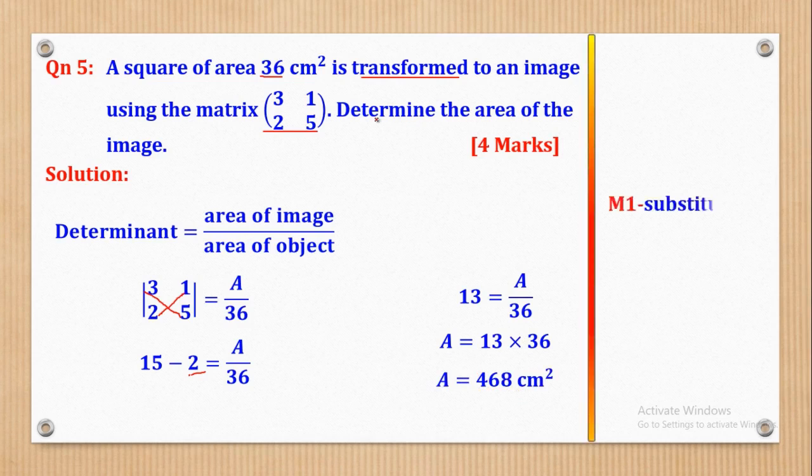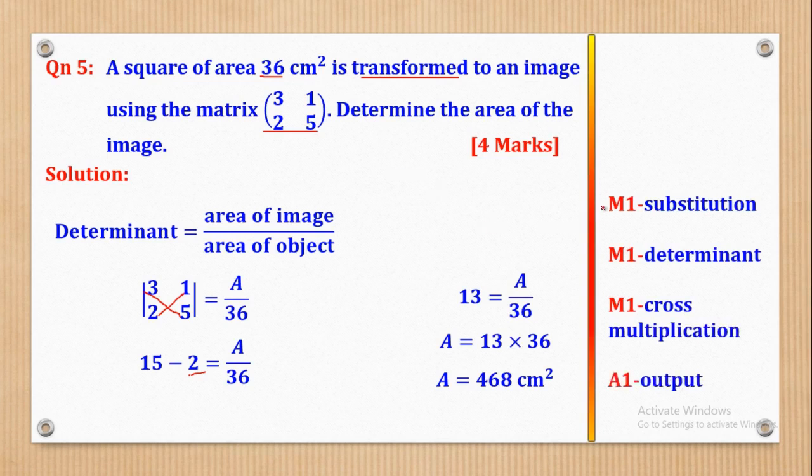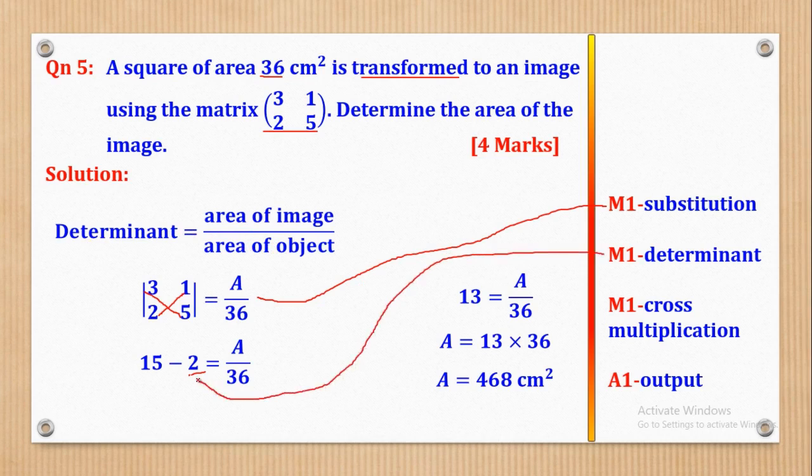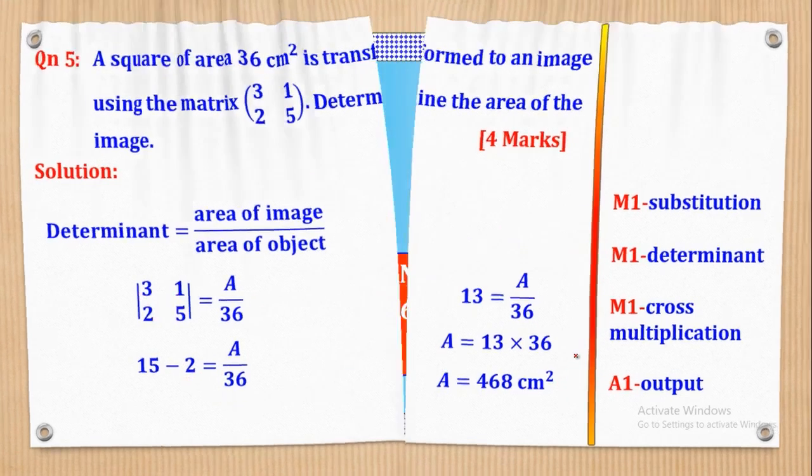Now let's see how marking is done. So this first mark will be substituting in this formula that determinant is equal to area of image over area of object. Now the second mark will be for getting the determinant. Remember, determinant is equal to major diagonal minus minor diagonal products. Then the third mark will be on cross multiplying, and lastly the output when you use a calculator. So basically that's how the 4 marks come about.